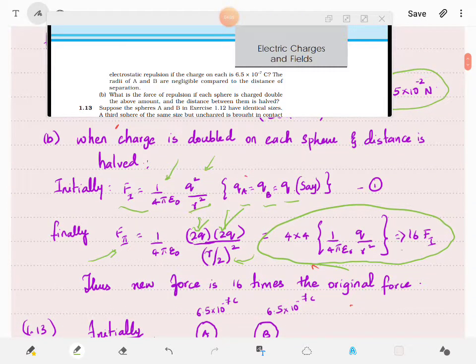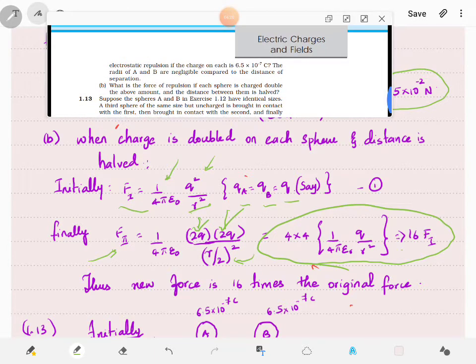So these type of problems are extremely important in your competitive exams. So such questions may be asked, right? So it is very important to keep a note of such problems. Moving on to next question, 1.13.